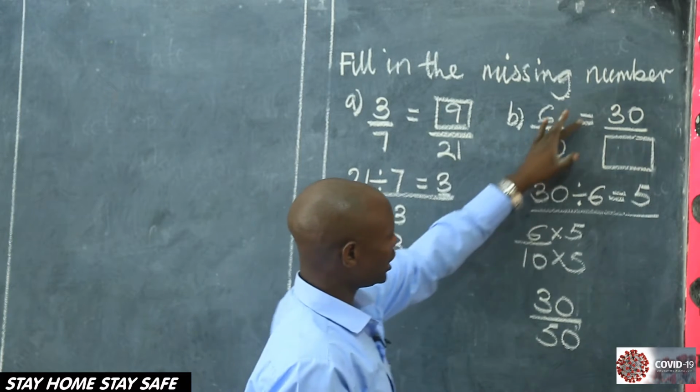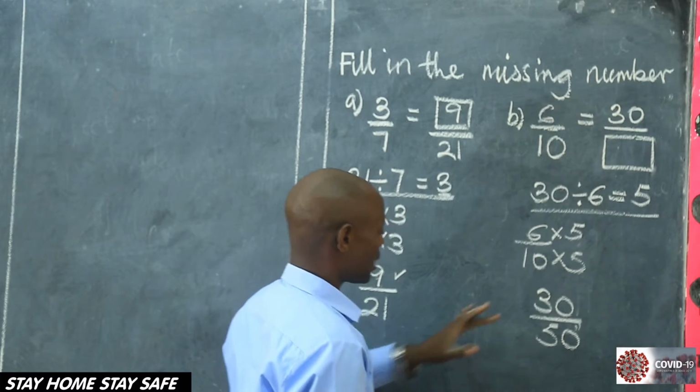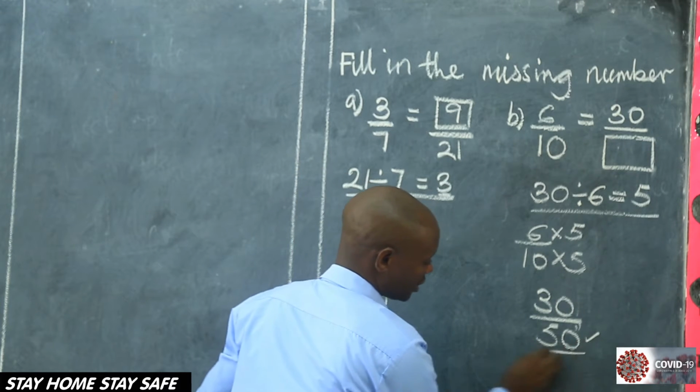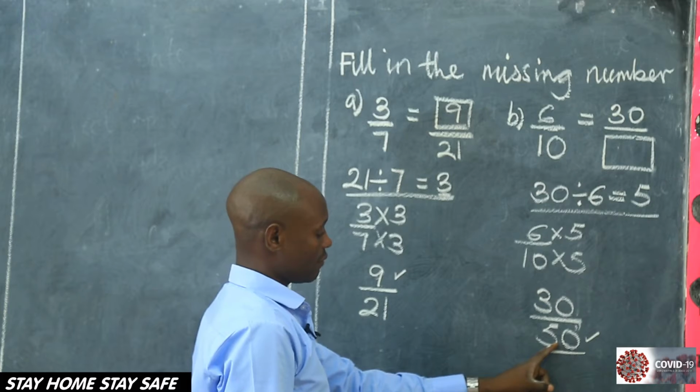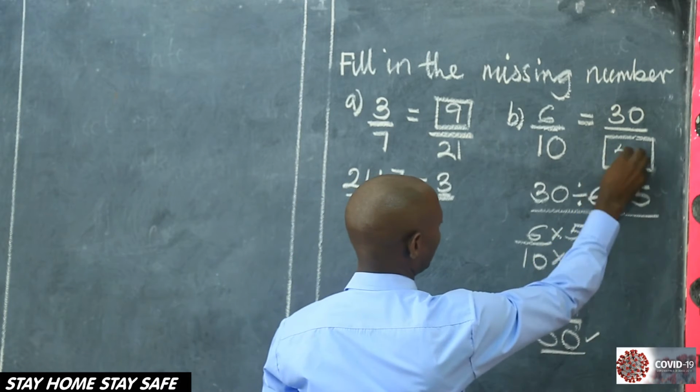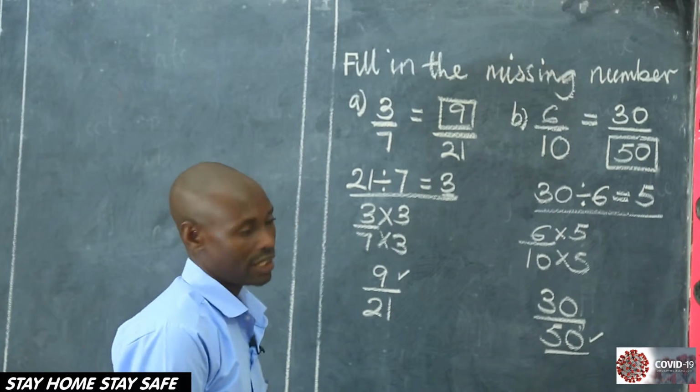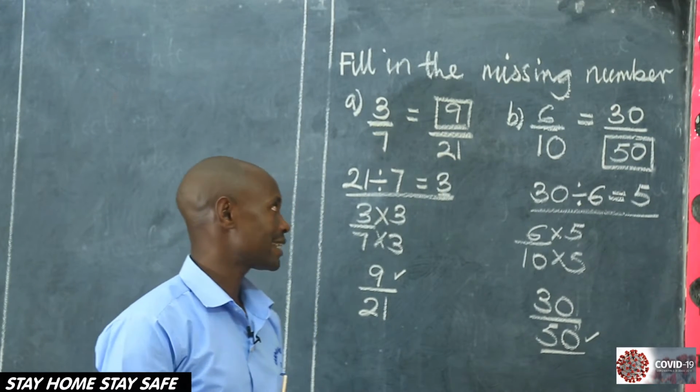Do you see the numerator of 30? Yes, it has come back. But for us, we are interested in the denominator, and the denominator in this case is 50. Then you come and fill in. That's basically what we looked at in our previous lesson.